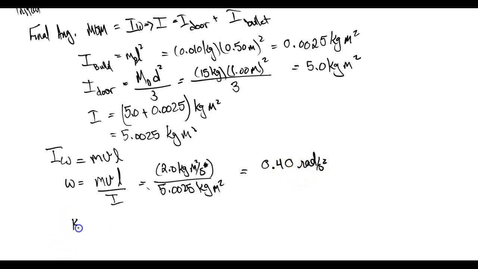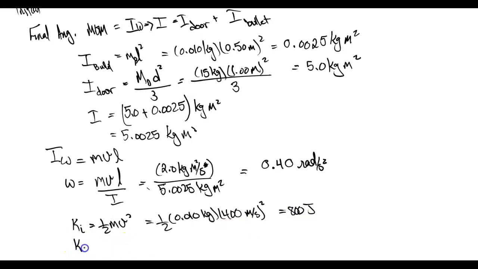And then if we wanted to find the kinetic energy initially, that's 1/2 mv squared, which is going to be 1/2 the mass of the bullet, which is 0.010 kilogram times 400 meters per second quantity squared, which is 800 joules. Kinetic energy final is 1/2 I omega squared, because it's rotating now, it's no longer translation.